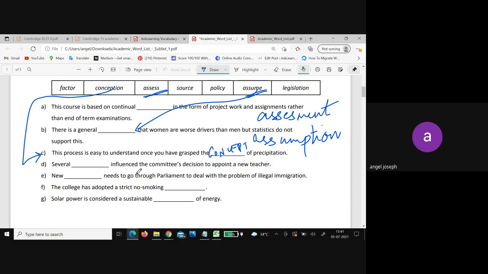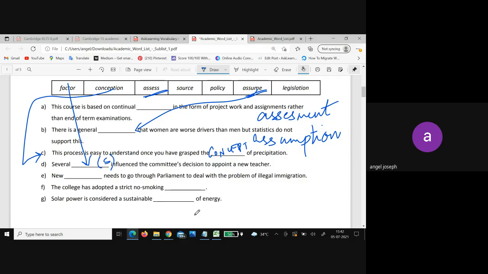Several dash influenced the committee's decision to appoint a new teacher. Several factors. Good one. Several factors, but we will put a plural form.